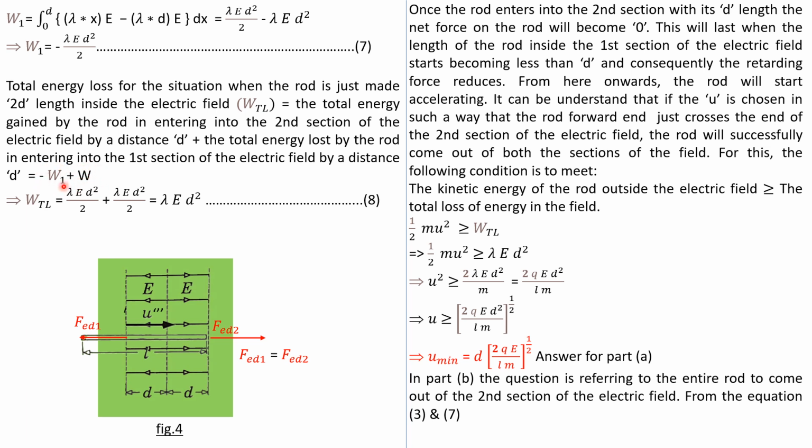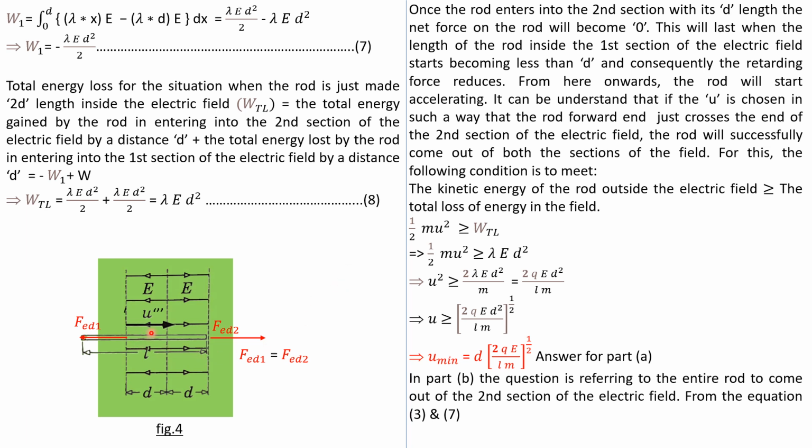Why has this negative sign come? Because we are considering the loss. Here W1 has been represented as gained. So gain is opposite to the loss. So W1 has come with the negative sign. So this will be the total energy lost. And we have given it the name equation 8.